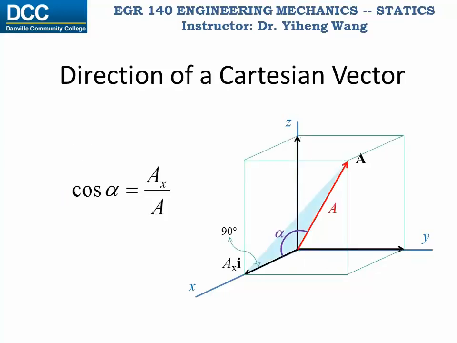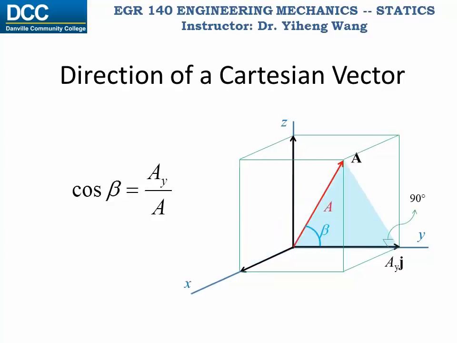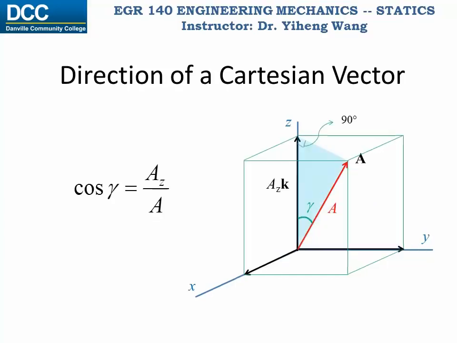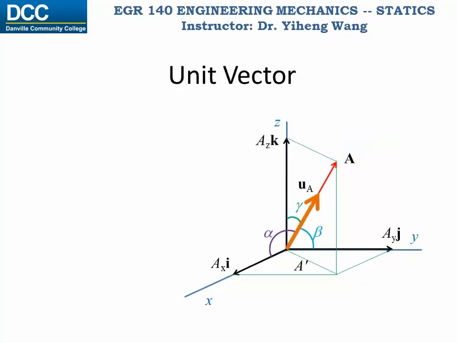If we highlight the plane made by the vector A and the x-axis, shown as the blue shaded area, then according to trigonometry, we know that cosine alpha equals AX divided by A. Similarly, as shown in the right triangle made by the vector and the y-axis, cosine beta also equals AY divided by A. And again, cosine gamma also equals AZ divided by A.